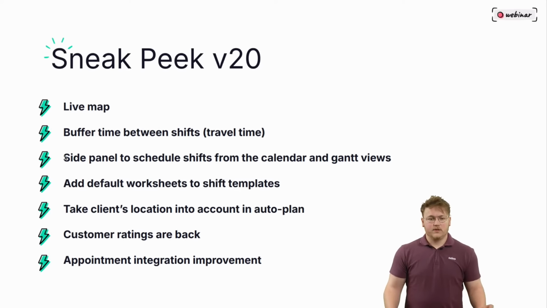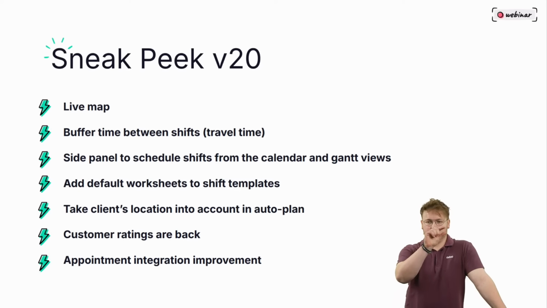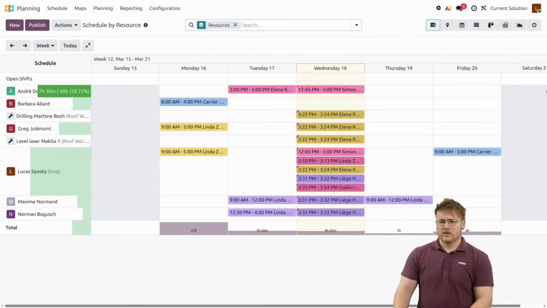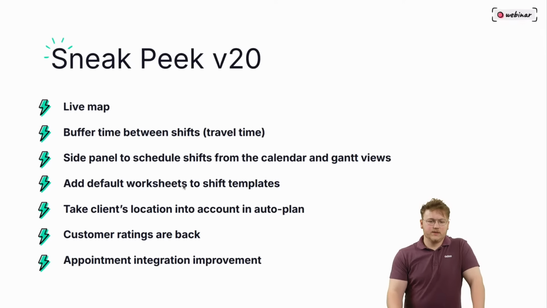We will have a side panel in the planning that will be really neat for the planners, not to have to check on the open shift bar, but have something. So if we come back to Odoo, something here like a side panel that will help them to plan the shifts better. We will have the default worksheets added to shift templates. So at the moment, worksheet can be linked to a product that you sell, but not to a shift template yet.